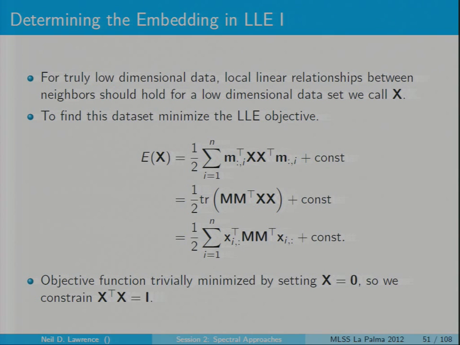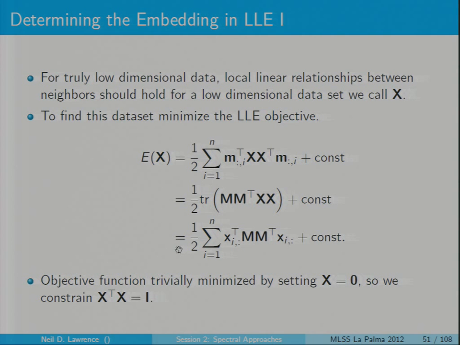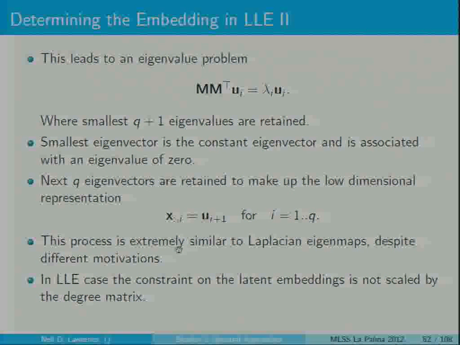So this M, which is I minus W, the whole matrix of W's, which is a sparse matrix reflecting the neighborhood, times I minus W transpose. If you think of that as L, this looks very similar to the Laplacian eigenmaps, but here you constrain the covariance to be 1 rather than D. Before we constrained it to be D, and you get an eigenvalue problem on MM transpose, where the smallest Q plus 1 eigenvalues are retained. This is the same objective in effect, yeah? So it's the same solution, but it's not quite clear why these two methods are related.